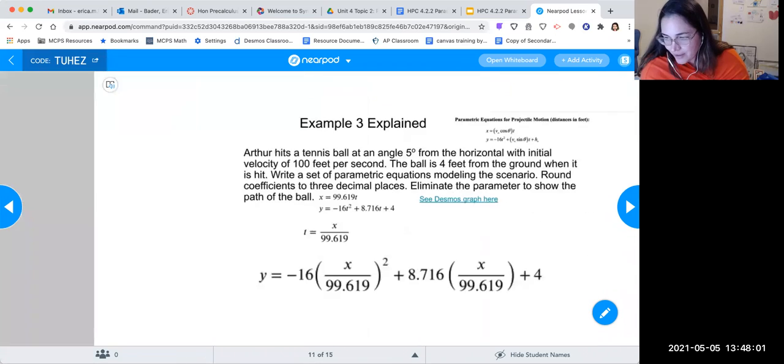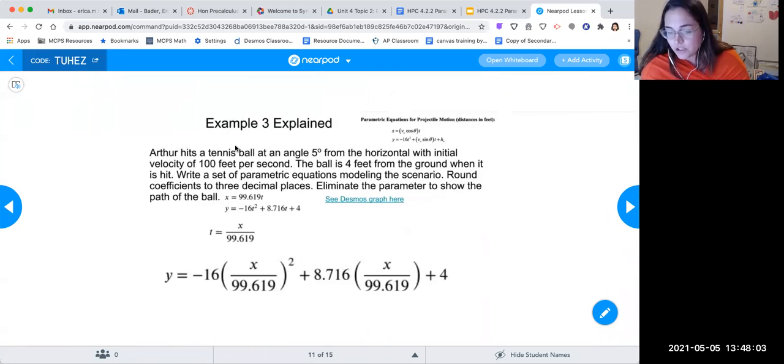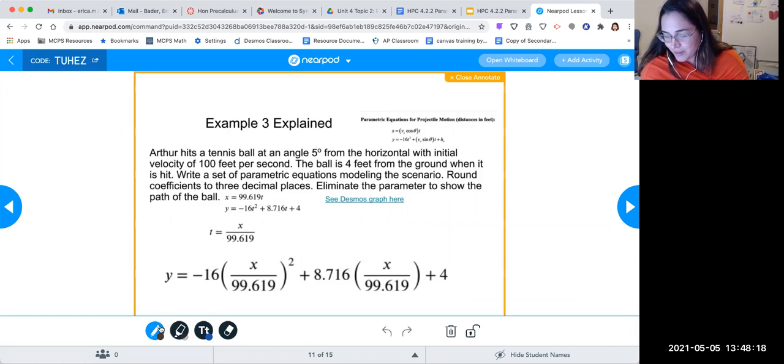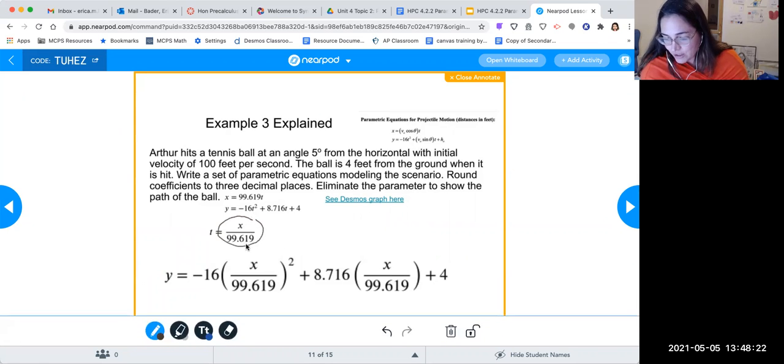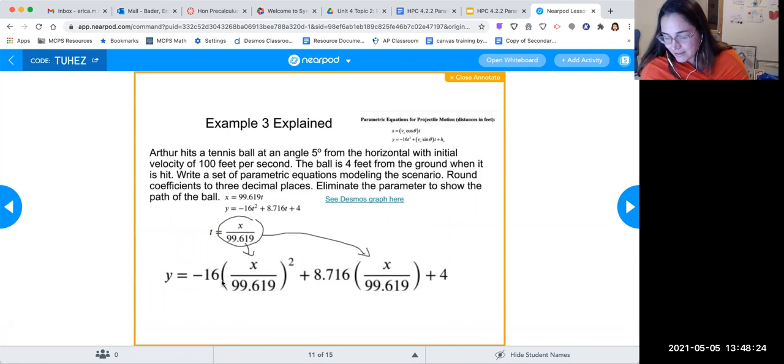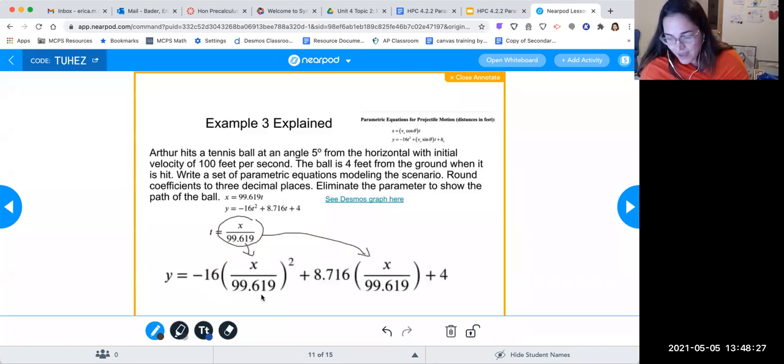The last example, and this is a little bit extra because we don't really need to do it for this year, but it's how you would, if you wanted to eliminate the parameter. Remember, we would solve for t and then substitute that equation in for x. So we solve for t and then substitute this expression that we got by solving for t into the y equation for everywhere that t is, right? So I just want to show you that that is connecting back to our lesson on Tuesday, but again, you don't need to master this.